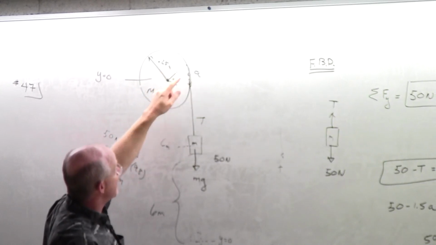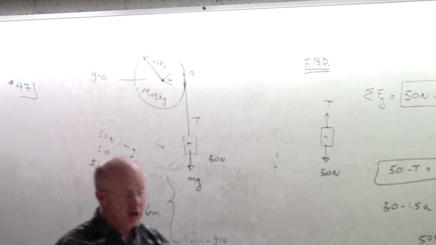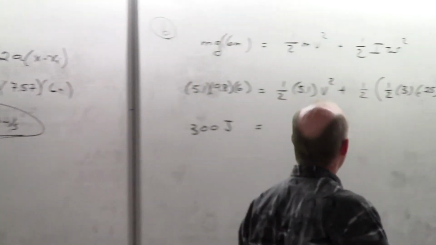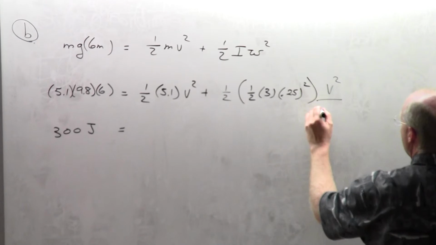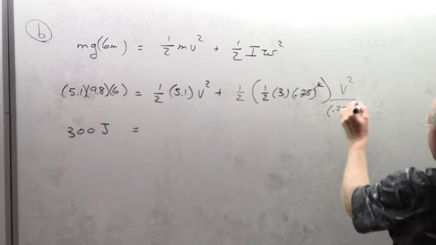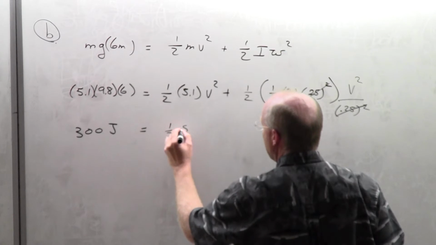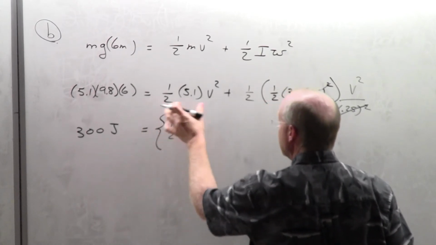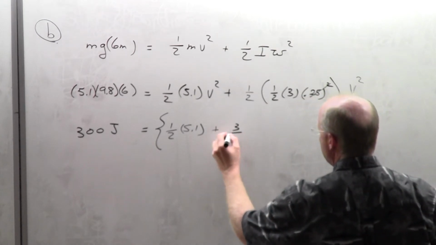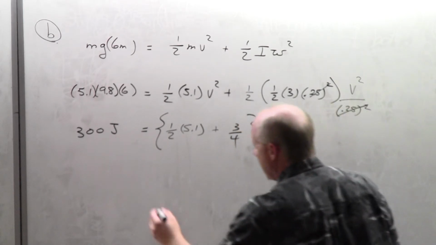And the speed of the rim is the same as the speed of the string, and the speed of the string is the same as the speed of the hanging weight. So in this case it works, but maybe not every case. This case, yes. So be careful with this, but this would be a v squared then over a 0.25 squared. And that's kind of nice because the 0.25 ends up canceling off here. And so I guess I get a 1/2 times a 5.1 for this term. And over here, I guess I get a 3 over 4. So there's a 3 over 4 and a v squared there.